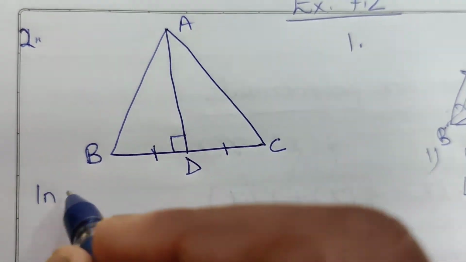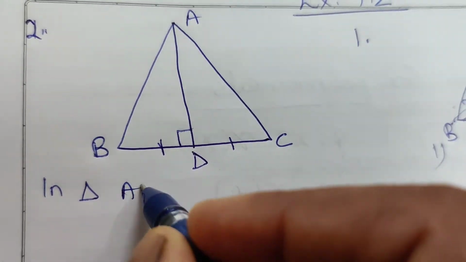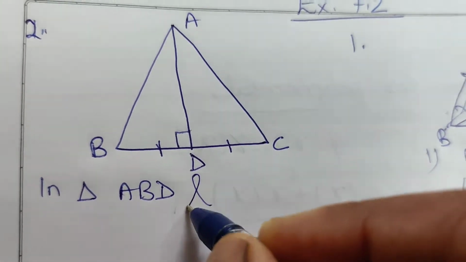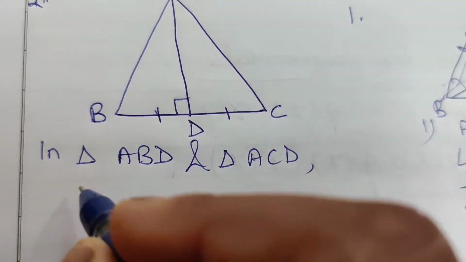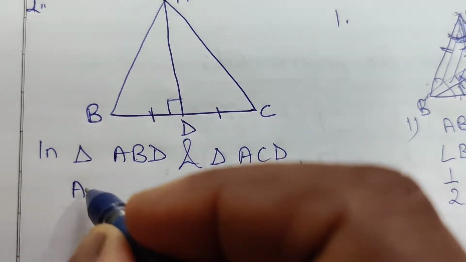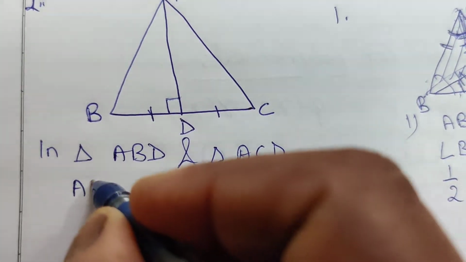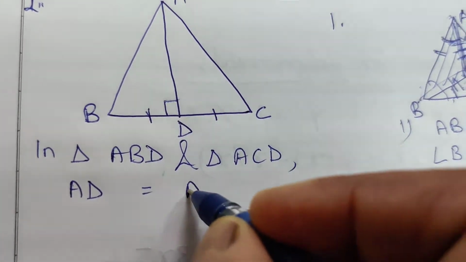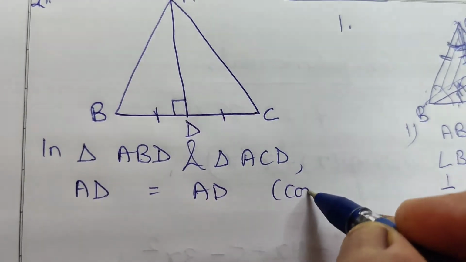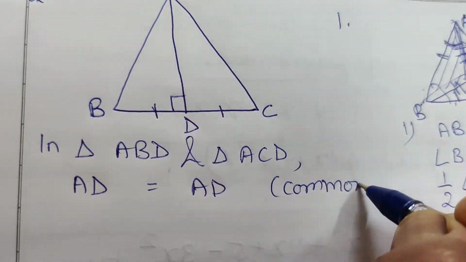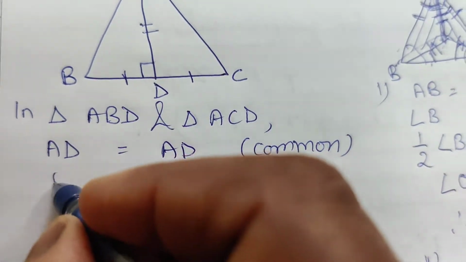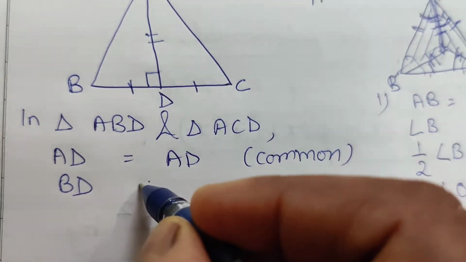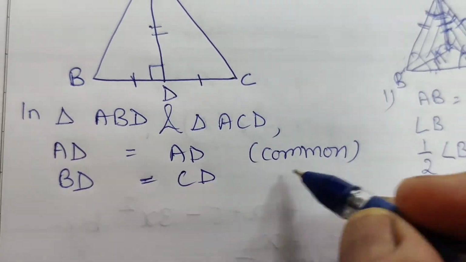In triangle ABD and triangle ACD, AD is common. In these two triangles AD is common. And BD equals CD, given.